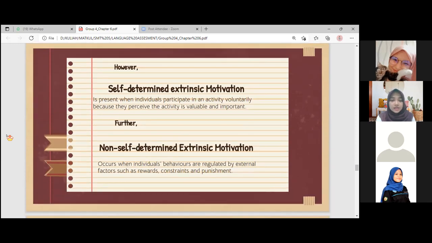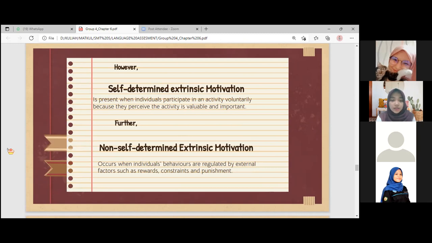However, there's a self-determined extrinsic motivation, which is present when individuals participate in an activity voluntarily because they perceive the activity is valuable and important. It is extrinsic because the reason for participation is not within the activity itself, but is a means to an end. And sometimes it is self-determined because the individual has experienced a sense of direction and purpose in acting. If the assessment practice teachers employ makes a student feel that their learning is an important part of the process for self-improvement, students may have self-determined extrinsic motivation to learn.